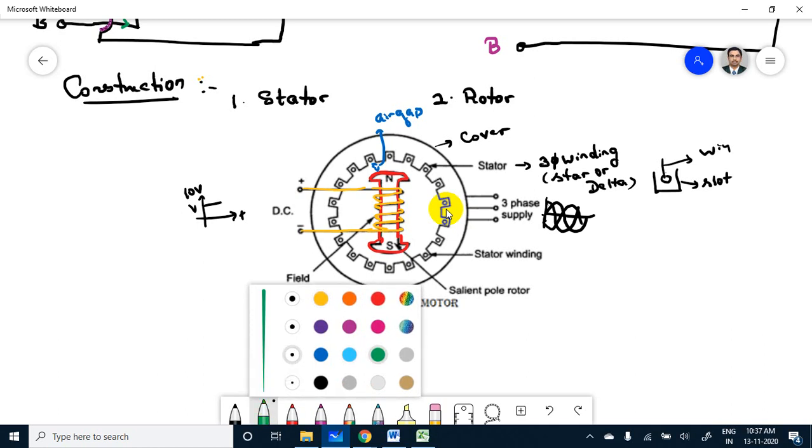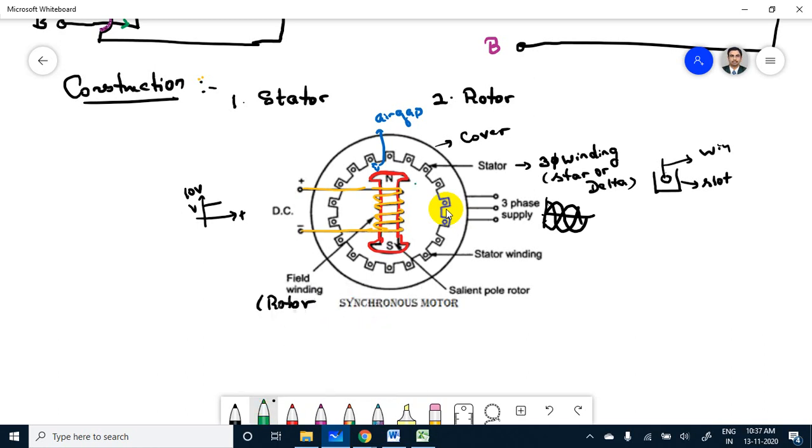Okay, a rotating magnetic field is produced. Then the flux will move in the rotating magnetic field in the clockwise direction. Then we can measure the speed in the rotor. Now the synchronous machine will be at constant speed.